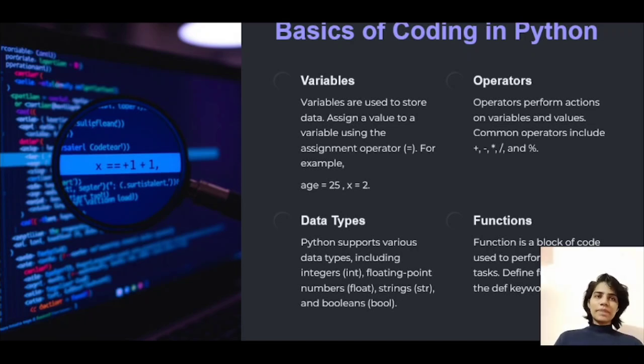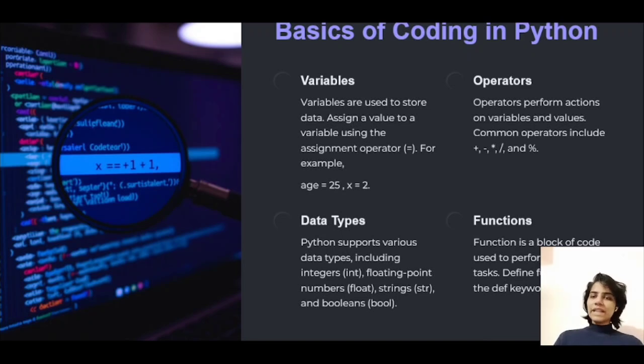Right. Next is operators. Operators perform actions on variables and values. Common operators include plus, minus, multiply, and modulus, etc. So, what are operators? Operators perform actions on variables and values. Common operators include plus, minus, multiply, divide, etc. There are a number of operators in Python.